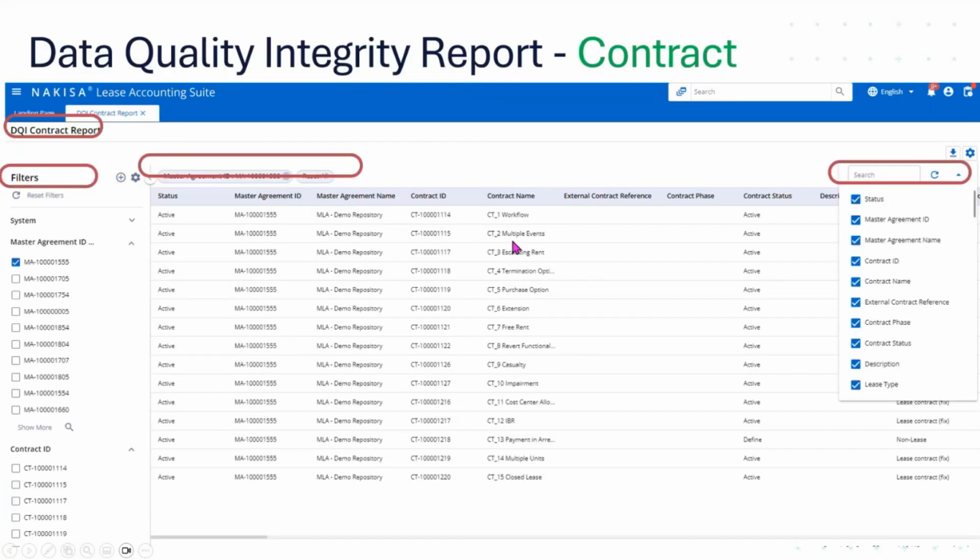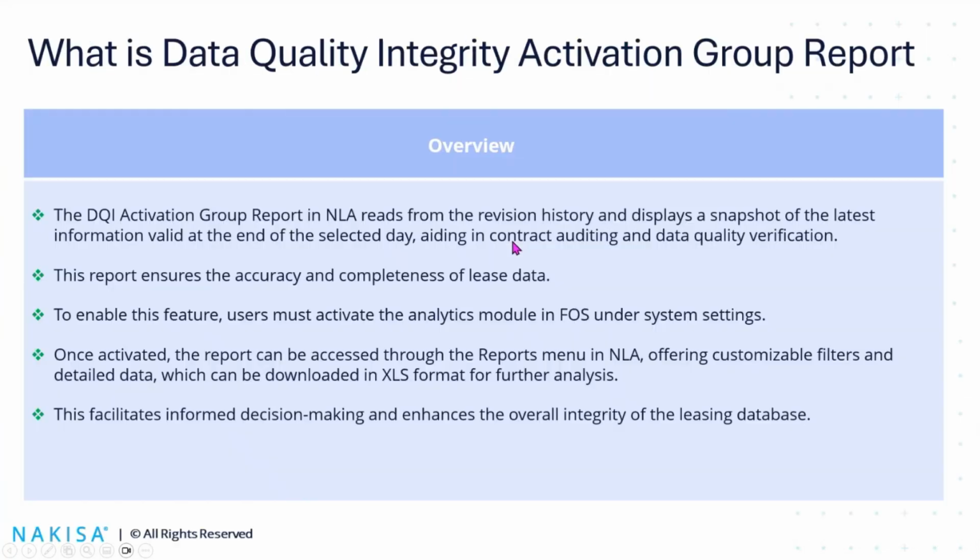And if we come back to the PowerPoint, we also have the activation group report. So the DQI is also available. The name states itself, data quality integrity report. We just want to make sure that all the information that's in the current active status AG is what was expected after it was entered or modified or reassessed.